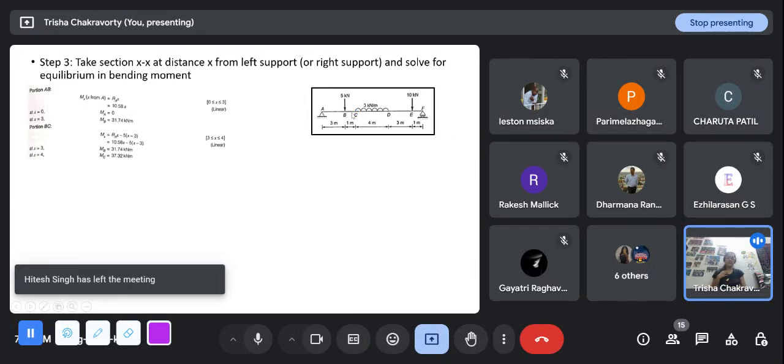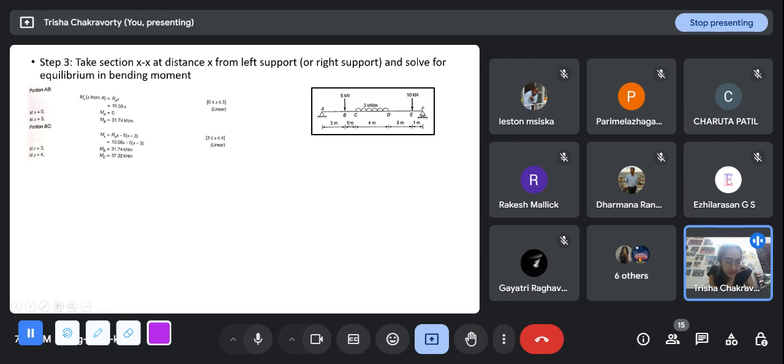Now we move on to the next portion, BC. I have a section X from A. Now at this point, I have encountered two forces. So RA into X in the clockwise direction minus F into X minus 3, right? Because this force is applied along this line, and I have a point here which is at X from A. So this distance from B will be X minus 3, and minus because you can see it is in the anti-clockwise sense. So RA into X minus 5 into X minus 3.